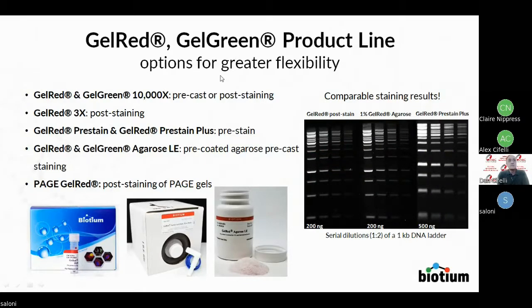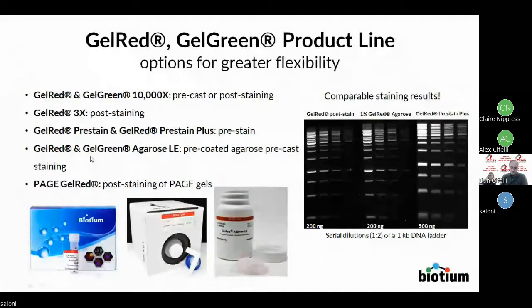So we have a range of formats for the GelRed and GelGreen product line. And again, these were produced to offer greater flexibility and convenience to the customer. Our 10,000X gel stocks are just a very concentrated dye stock that can be used for either precast or post-staining. For GelRed, we also offer additional formats like the diluted 3X version that you would just use for post-staining. We also offer GelRed as a pre-stain, so you don't need to add it to your gel or stain the gel afterwards, but you can directly mix it with your sample when you run the sample. So this is loading dye plus pre-stain.